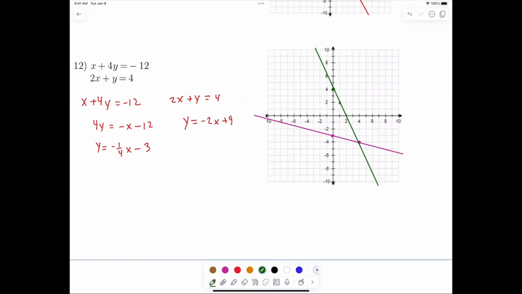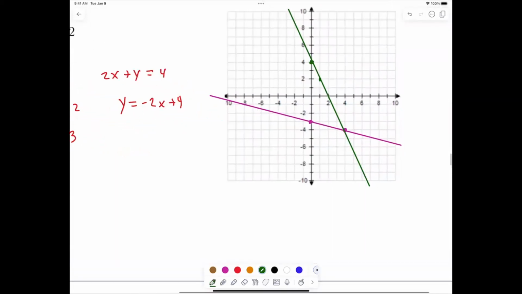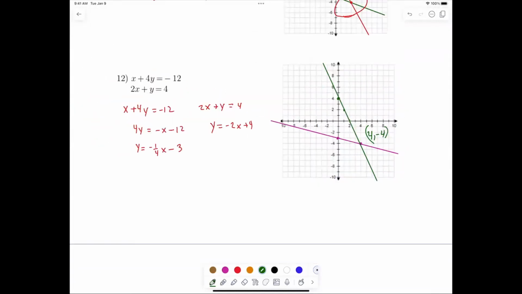All right. What does the answer look like? 4, negative 4. Is that right? Anybody else thinking that? 4, negative 4? Yes, sir. I'm telling you. Yeah. Perfect, buddy.